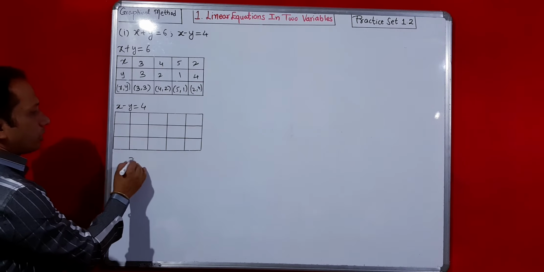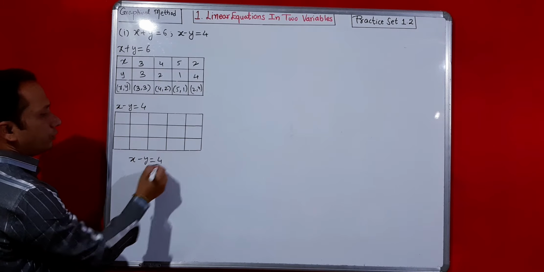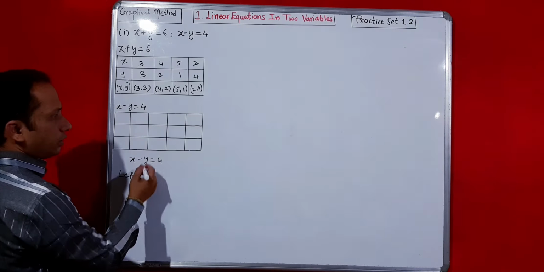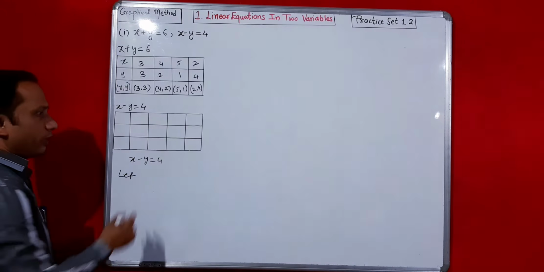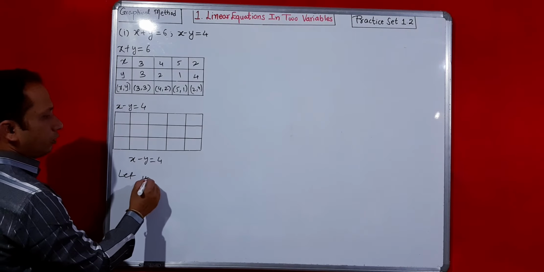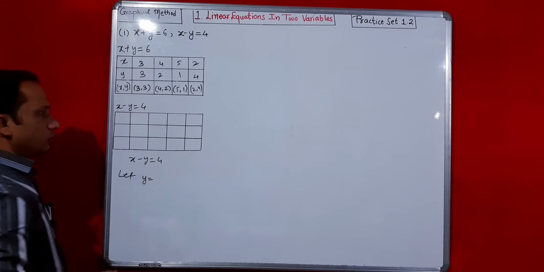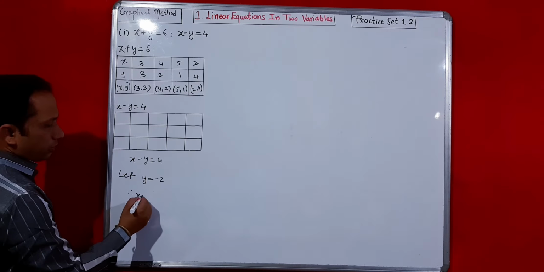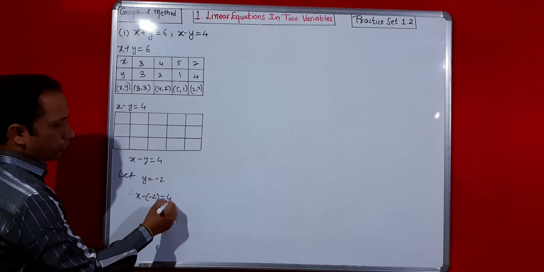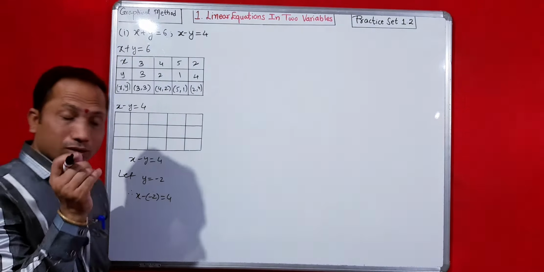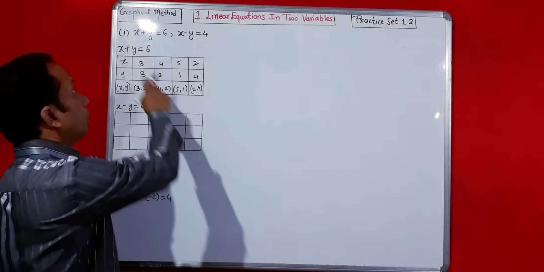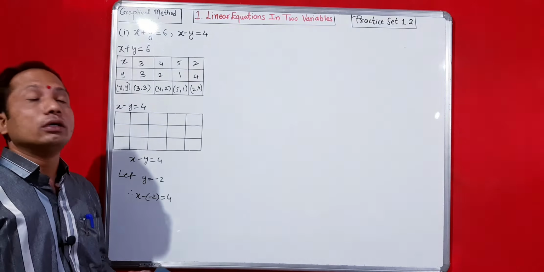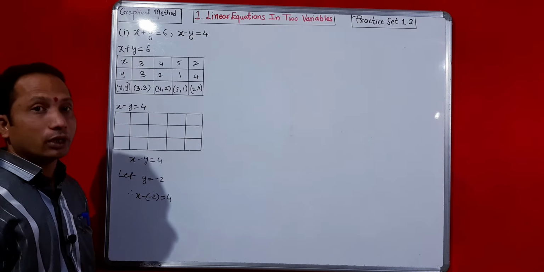First, x minus y is equal to 4. Consider any value. I'm considering y is equal to minus 2. Therefore x minus of minus 2 is equal to 4. You have to consider that type of values which will give you the minimum whole numbers, so it will be easily possible to draw the graph of all those values.